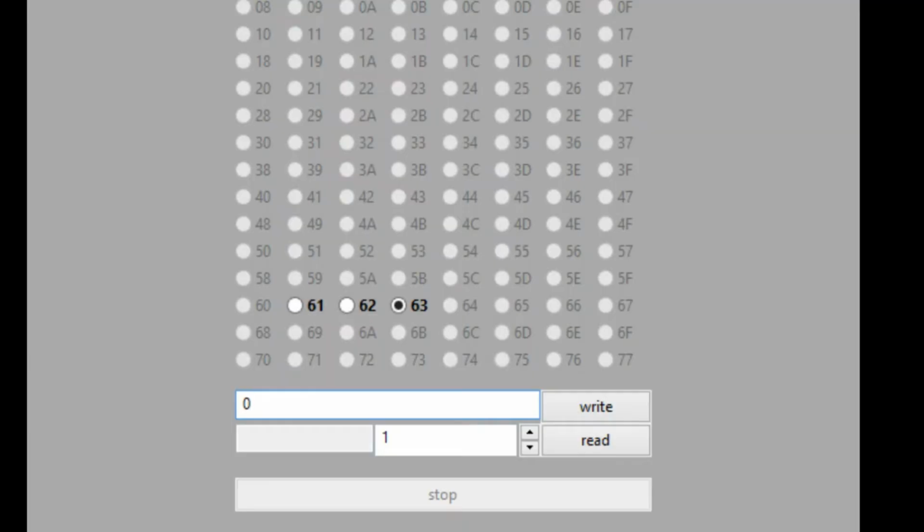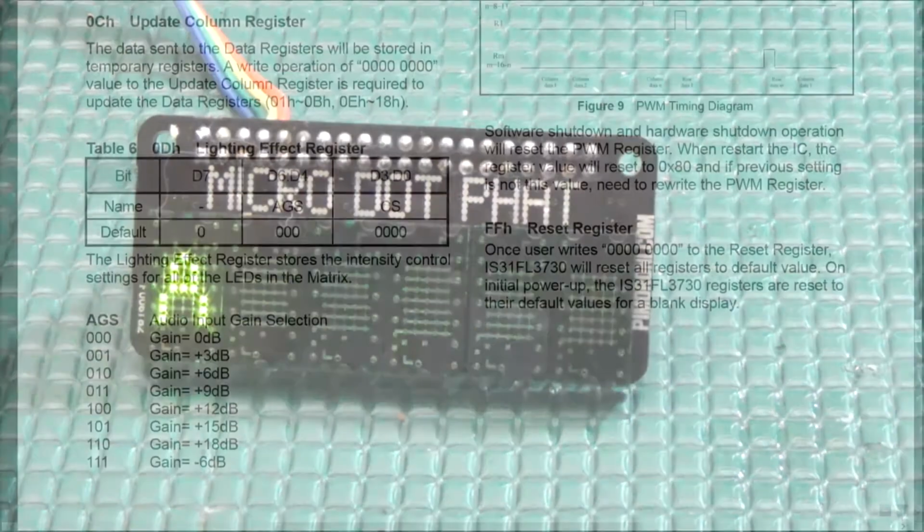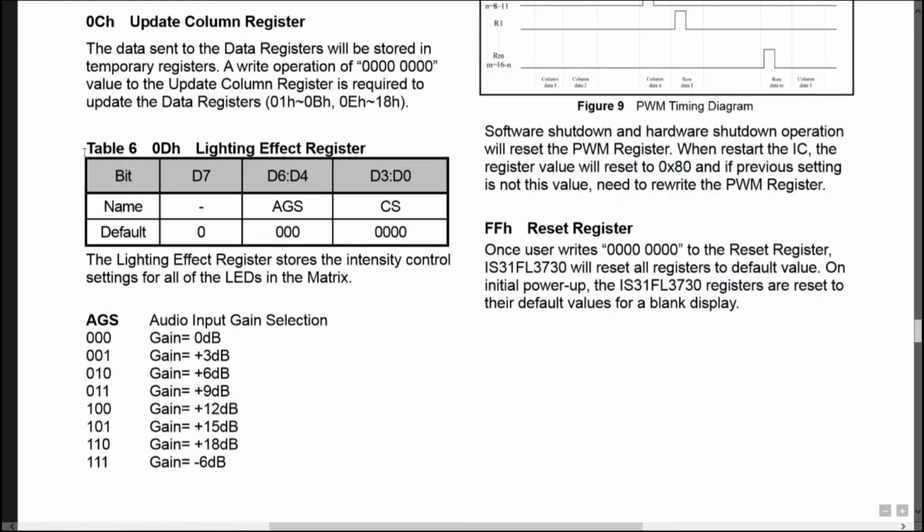Until a zero is written to this register, the display will not output anything, and in order to show any changes to the display memory, this register also needs to be written to. The next register is the lighting effect register, 0D. There are two groups of bits that make up this register. The first number, bits 6 through 4, define the audio gain.